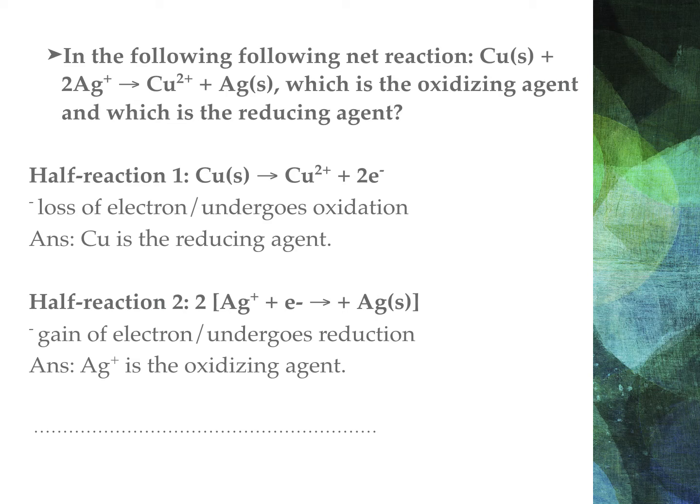In the following net equation, the one we had earlier, which is the oxidizing agent and which is the reducing agent? Well, in the first half reaction, we can see that there is a loss of electrons, and the copper undergoes oxidation. Hence, the copper must be the reducing agent. In the second half reaction, the one with the silver ion, we can see that it has gained electrons and undergone reduction. Therefore, we can theorize that the silver ion is the oxidizing agent.